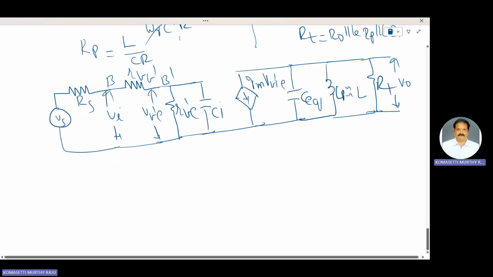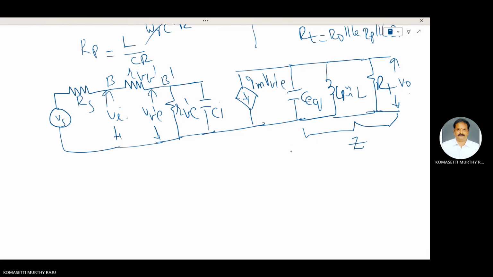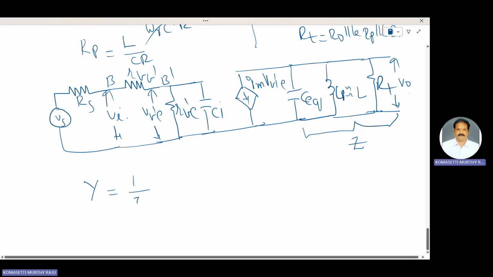Now we need to calculate the voltage gain, output voltage by input voltage, V naught by Vi. Consider this entire part as Z. Z means these two are connected in parallel. For a parallel combination, instead of impedance we use admittance. Y is equal to 1 by Z.